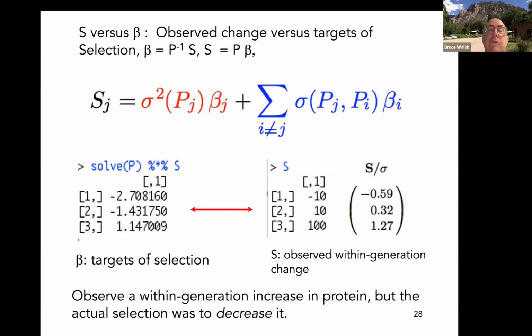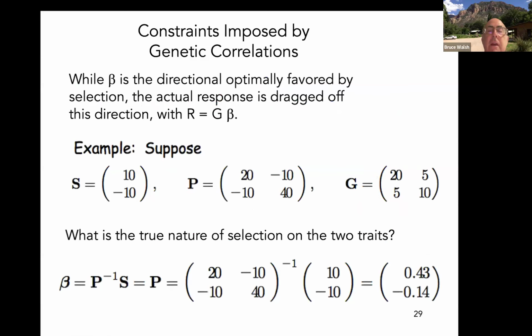Let me just make a couple of points and we'll be finished with multiple traits. We'll go on to index. So suppose I see the following. Here's my phenotypic correlations, my phenotypic variances and covariances, genetic variances and covariances. So this is what I see. There's the actual nature of selection. So it's actually 4 times stronger on trait 1.